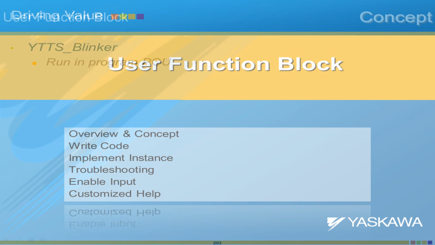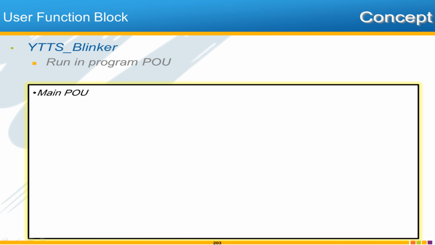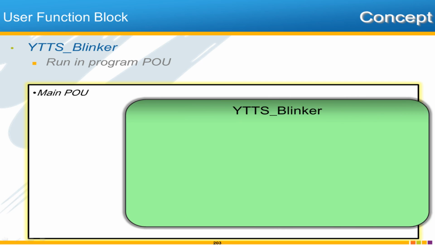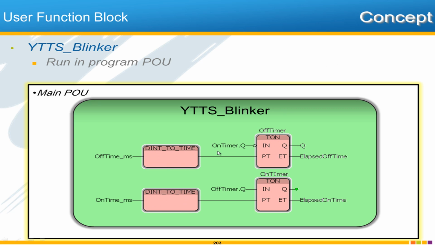So let's start off with the concept, which is that in our main POU, we would like to add a function block called YTTS blinker. And we'll have to create the code internal to that function block POU, and it will have inputs called off time MS, on time MS, and then an output called Q.